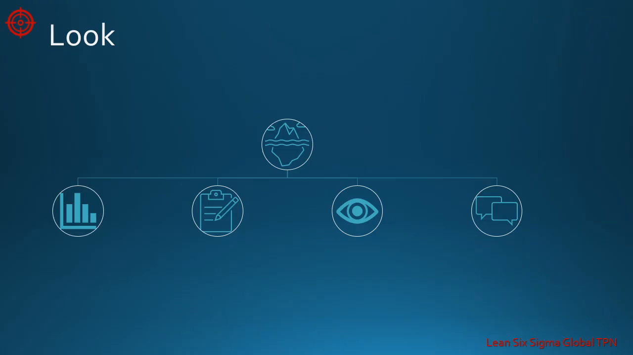Okay, so the first phase of the LAMDA cycle is look. This step involves gathering information about the problem or challenge at hand. This may include data, facts, observations, and feedback from stakeholders. The goal of this step is to gain a clear understanding of the problem and its impact.